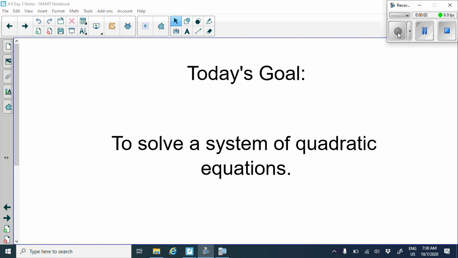Hey guys, so here are the notes for 4.9. What we're going to do is solve systems of quadratic equations algebraically. So we're going to combine the ideas of factoring and of solving quadratics, taking the square root on both sides, and put this together in solving systems.